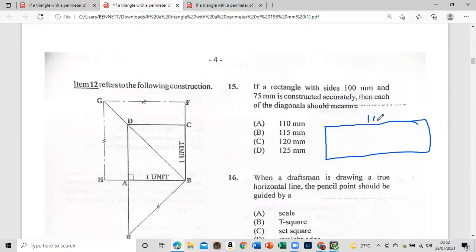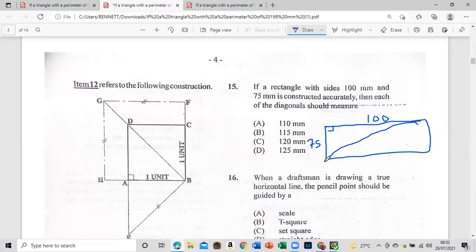Let's assume that this is 100 and this part is 75. And they ask for the diagonal, right? So the diagonal would be this, so this would make it the hypotenuse. So it would be 100 squared plus 75 squared.